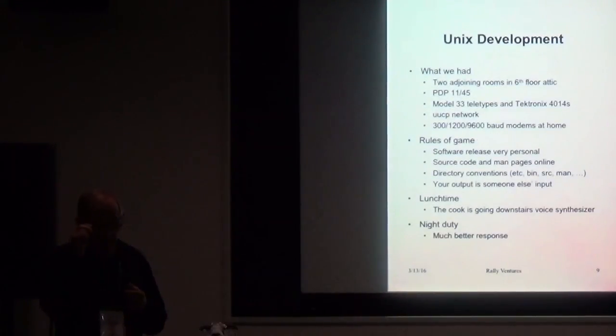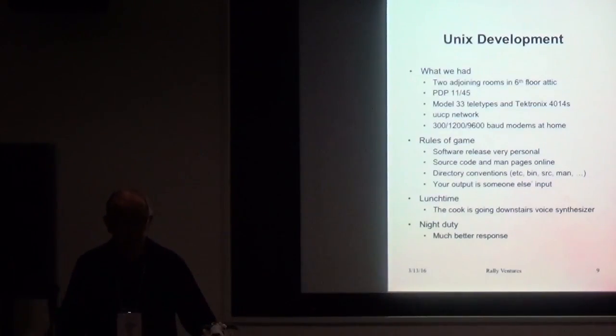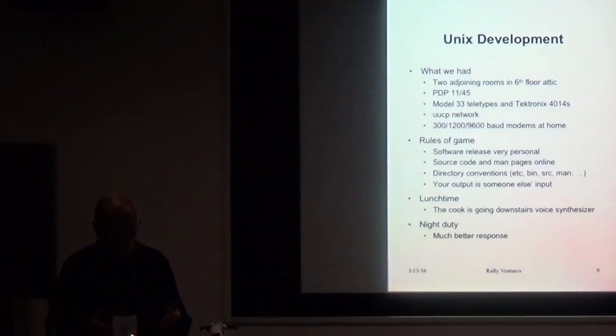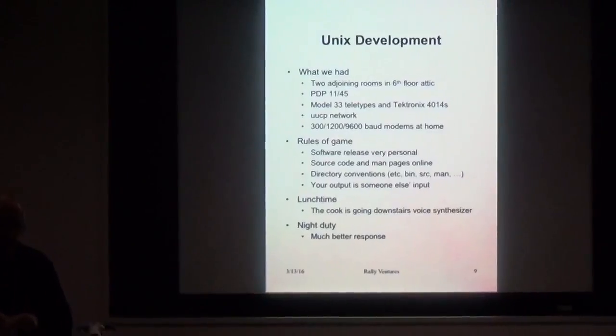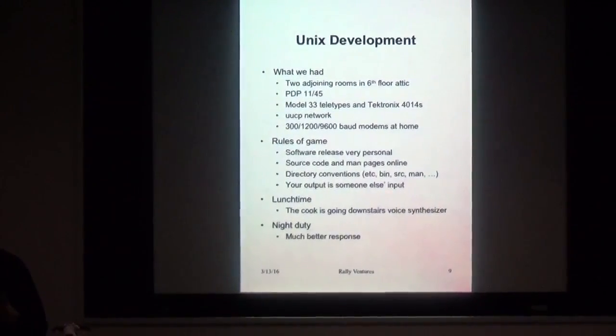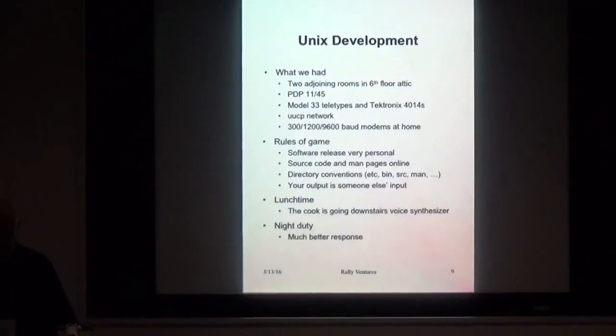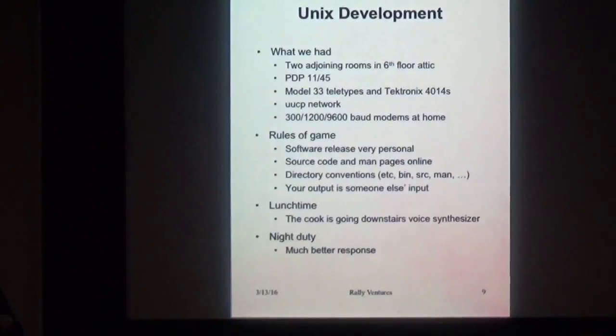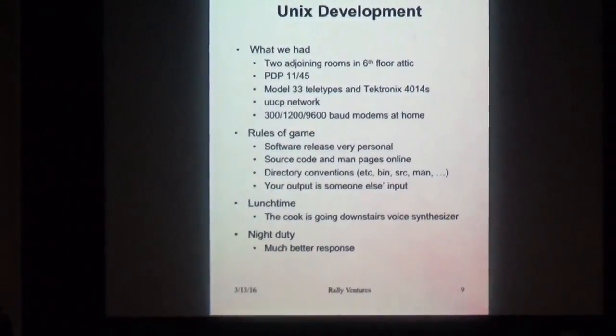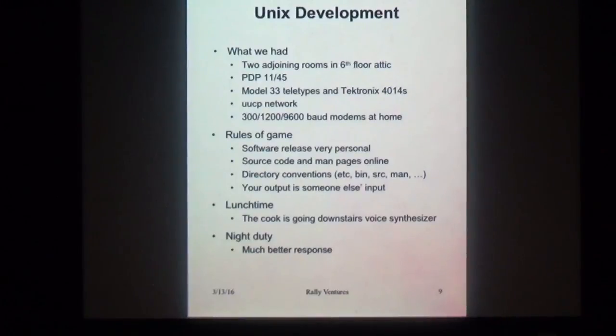So what did we have at the time? What we had at the time was a couple of adjoining rooms in an attic, probably the size of this room, maybe, in total, and a PDP-11/45. And from the sublime to the ridiculous, we had Model 33 teletypes, and we had Tektronix 4014s. The Tektronix 4014 was a really nice big display that was used for seeing the text processing output, but it was great for software development as well. And of course, during that time, we progressed from 300 baud modems to 9600 baud modems, which was really exciting when it happened.